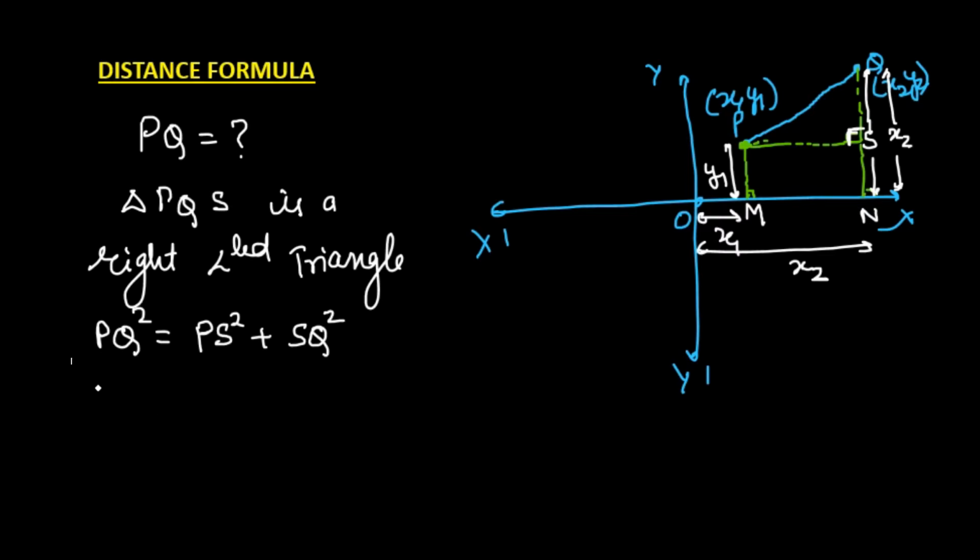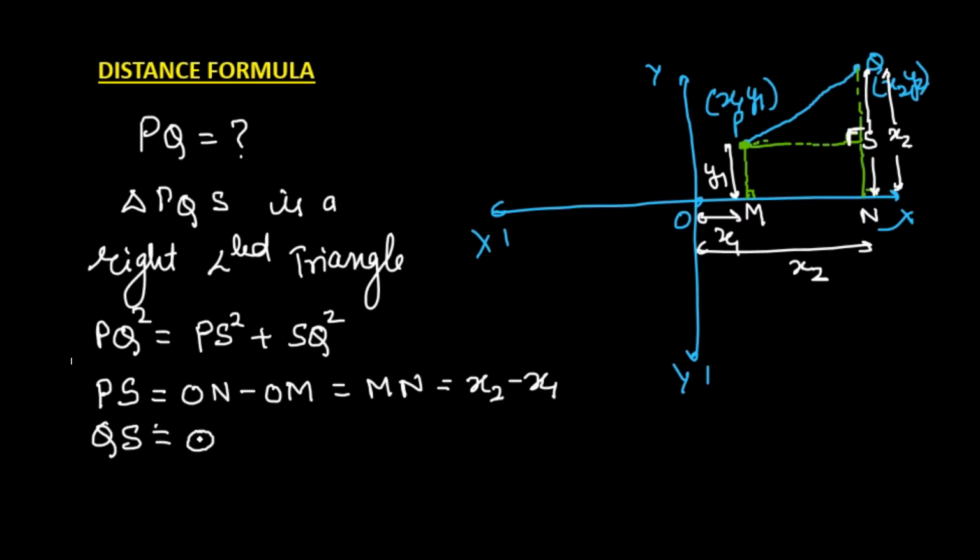Now let us try finding PS. We can say that PS is nothing but ON minus OM, because ON minus OM gives us MN, and MN is equal to PS. ON is how much? ON is x2 and OM is x1. So our PS is x2 minus x1. Correct? And similarly, QS can be written as QN minus NS. NS is equal to MP. So it is equal to y2 minus y1. I made a mistake. It has to be y2 here.